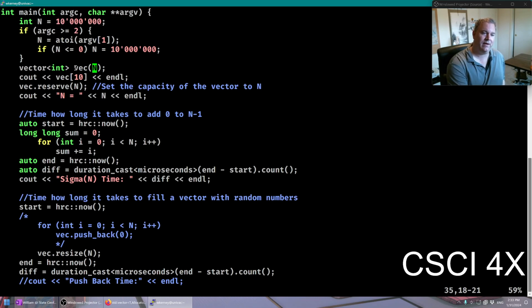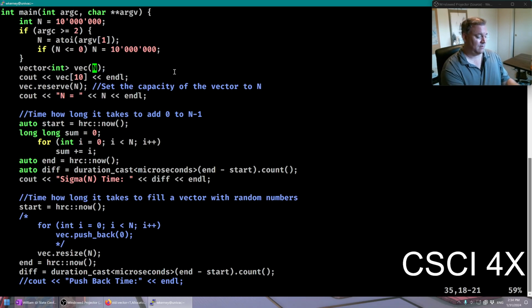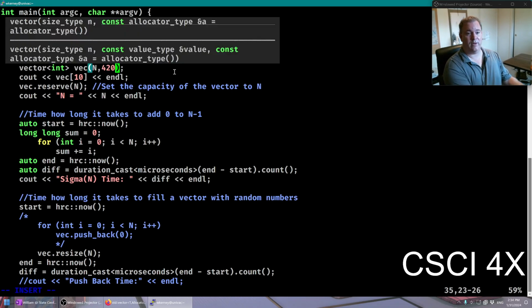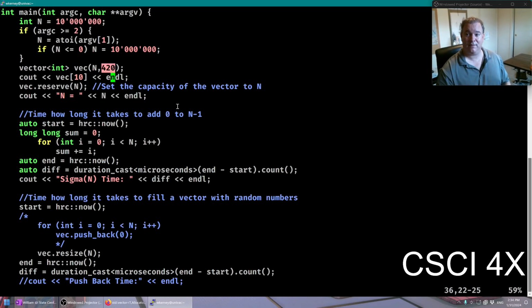How long do you think it takes to create a vector of size 10 million? What do you think? If you made a vector of size 1, of size 10, of size 100, how long do you think it takes to make the vector? If you had to guess. I had order 1 there before, but that could have been a clever ploy on my part to throw you off the scent. Maybe I could do this with 420. So this is going to create 10 million elements in the vector, each one of which is going to be set to 420.